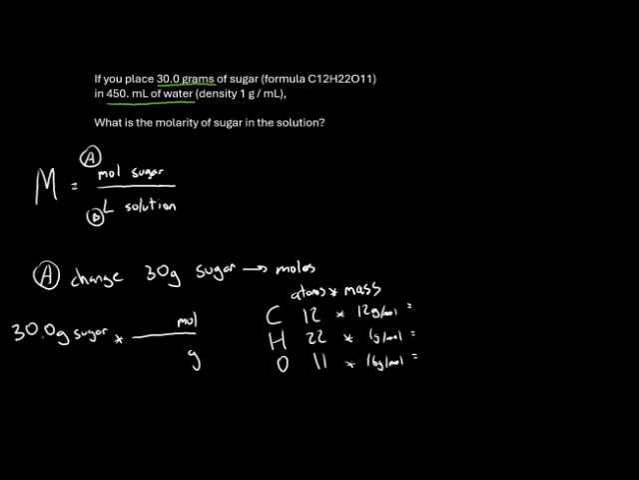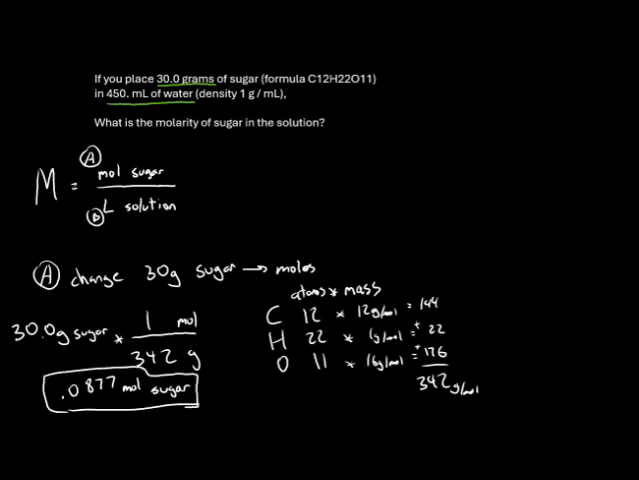We'll multiply straight across. 12 times 12 will give 144 for the carbons. 1 times 22 is 22 for the hydrogens. 11 times 16 will give us 176. We'll add all of those together to get the molar mass. We'll get a total of 342 grams per mole for sugar. We'll place that next to the grams, and then 1 next to the moles on top. So our moles of sugar will be 30, multiply 1, divide by 342. We'll end up with 0.0877 for our moles of sugar. This will go on top of the fraction.